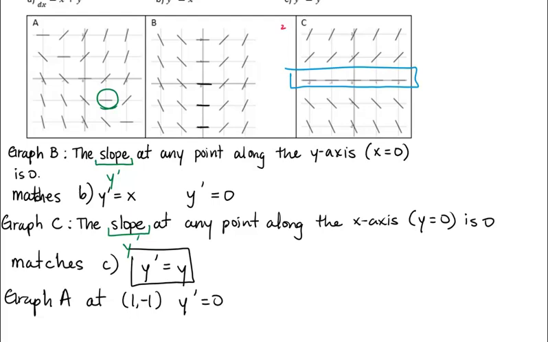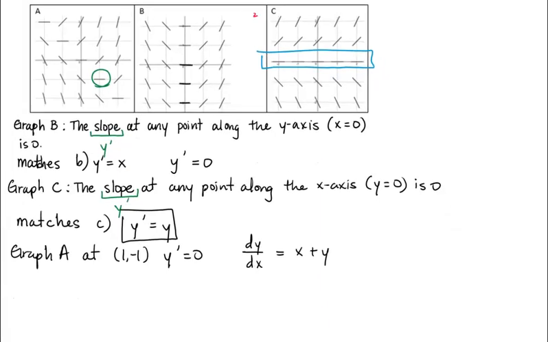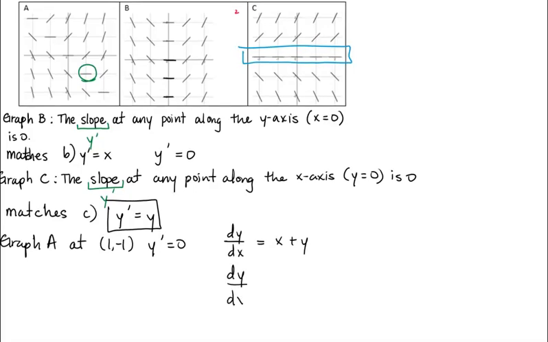Also notice that that's the only graph that has that going on. So in graphs B and C, the slope is not equal to 0 at the point 1, negative 1. Even if we hadn't already matched those, we would still be able to use this point to help us figure out the graph of A. So let's check that that matches the differential equation given in part A, which is x plus y. I'm going to plug in the point 1, negative 1. If I evaluate the derivative at 1, negative 1, this just means plug in 1 for x and negative 1 for y, and we do get 0, which verifies that we should be seeing that horizontal line segment there at the point 1, negative 1 on the graph of A.